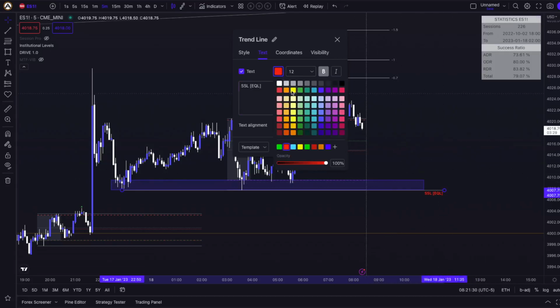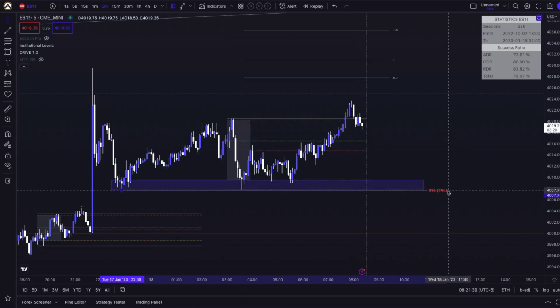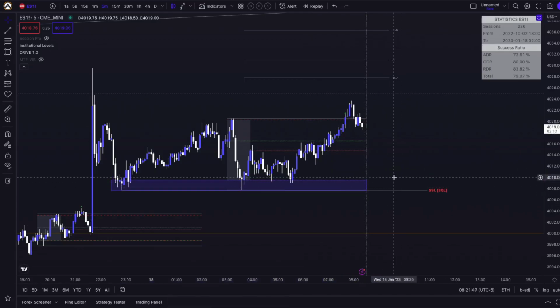We're going to color this in red and plot it on the right side, but in the middle. All right, so that's our sell side liquidity overall. That's our London DR range. We're going to leave that up until 8 a.m. because we have some news on the calendar today.